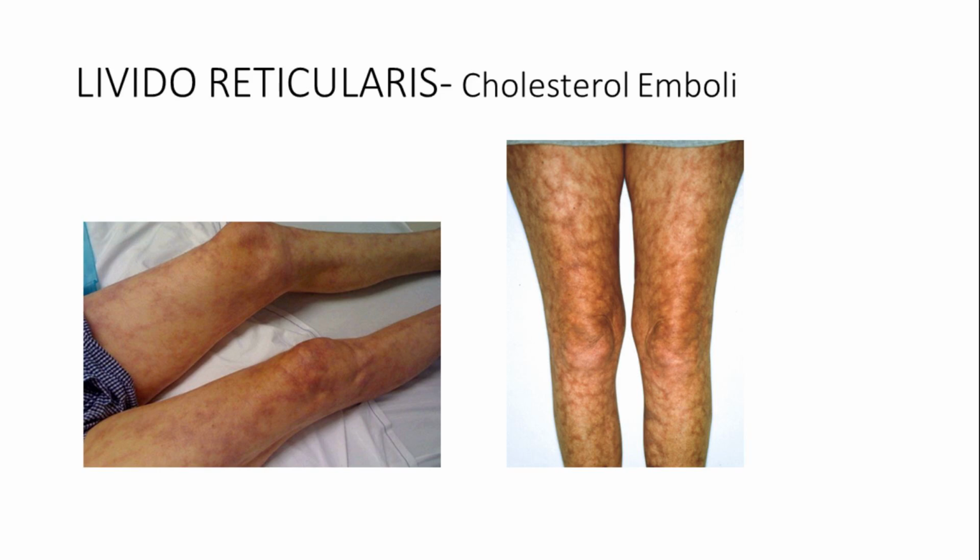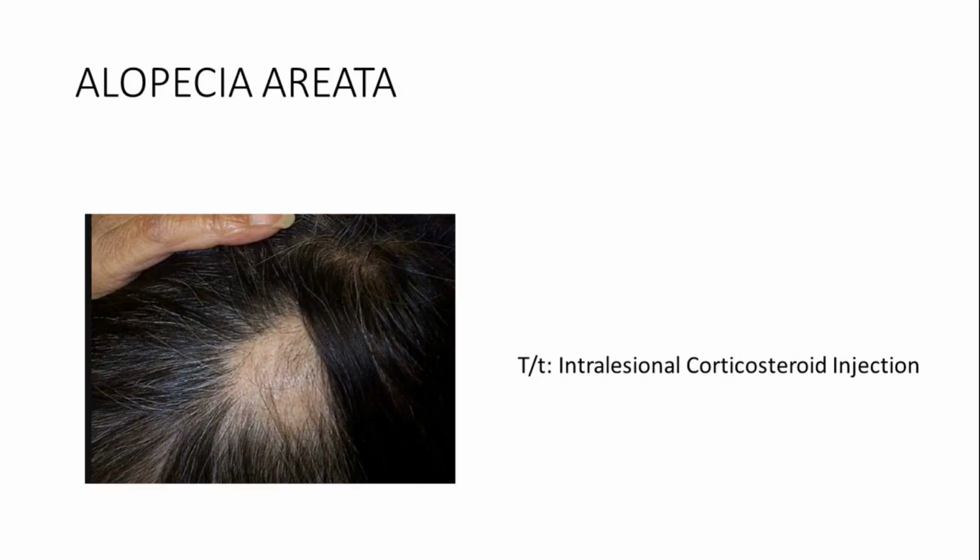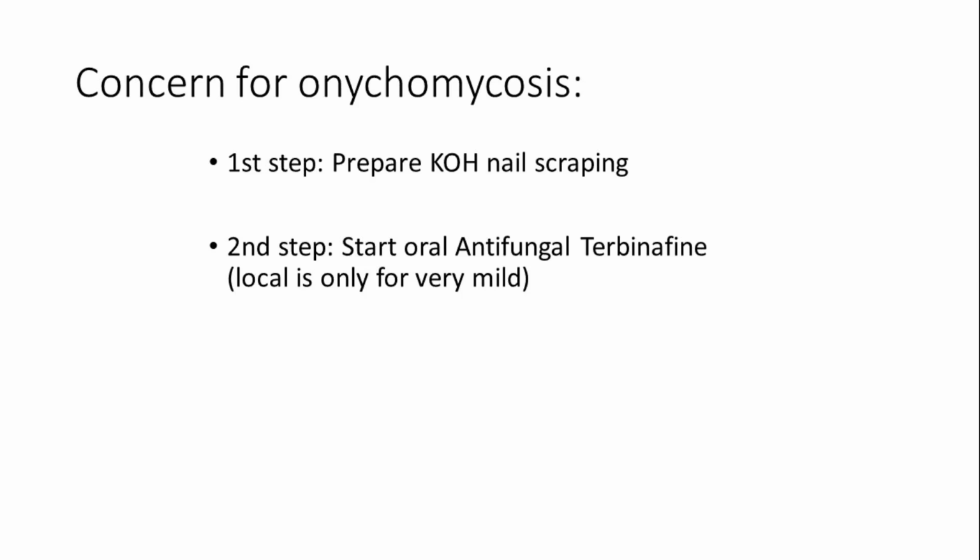Livedo reticularis is a skin condition that presents as a mottled, purplish discoloration, often linked to cholesterol emboli. Alopecia areata is an autoimmune condition causing hair loss, often treated with intralesional corticosteroid injections. For onychomycosis, the first step is a KOH nail scraping, followed by oral antifungal treatment, with local treatments for mild cases.